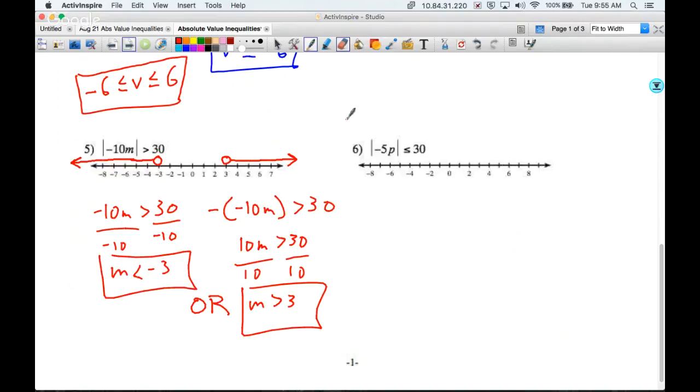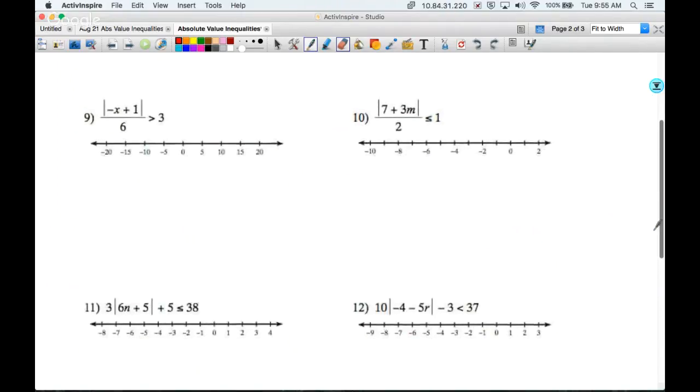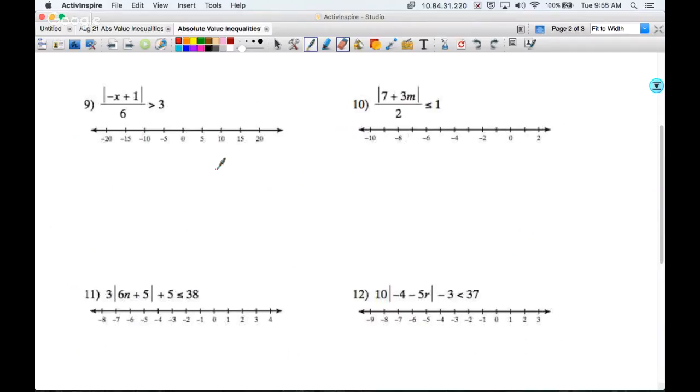Number 6. Absolute value of. Well, this one's actually pretty similar. Let's get forward to something with maybe a fraction in it, like number 9 looks like a good one. So the absolute value of -x plus 1 all over 6 greater than 3.